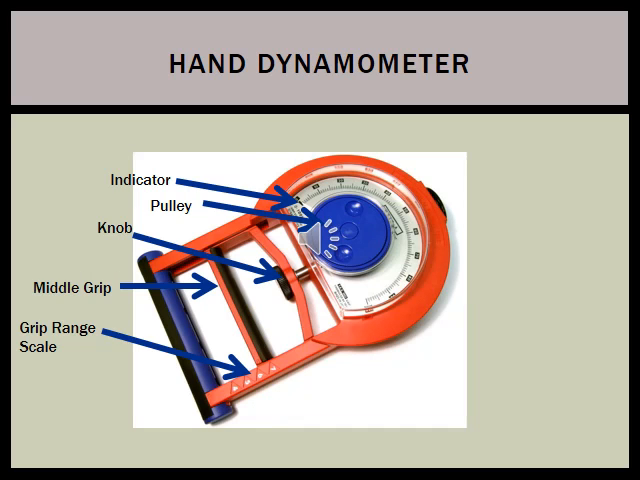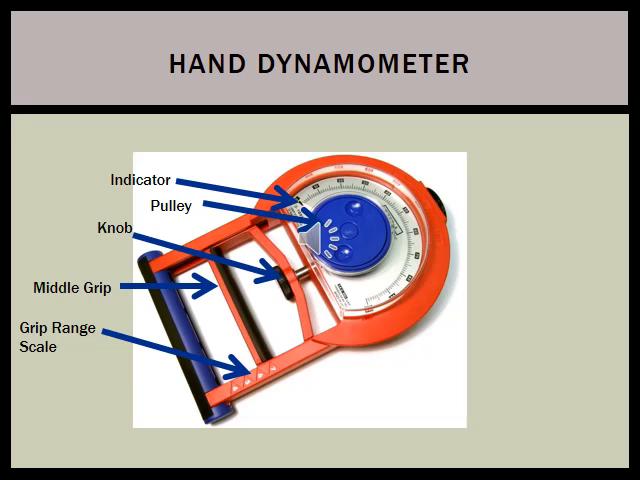A hand dynamometer measures hand grip strength. Hand grip strength is a direct correlation to upper body strength. So by measuring a person's hand grip strength, we can get a lot of information about how strong their upper body is. Because everyone has a different size hand, we will calibrate the hand dynamometer based on hand size.